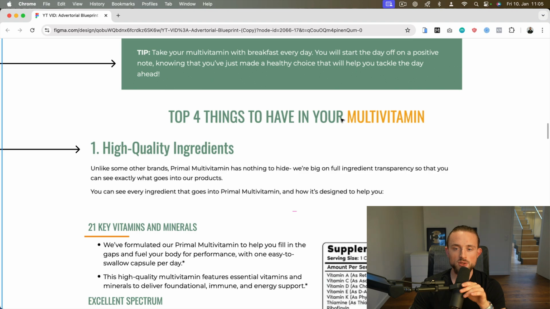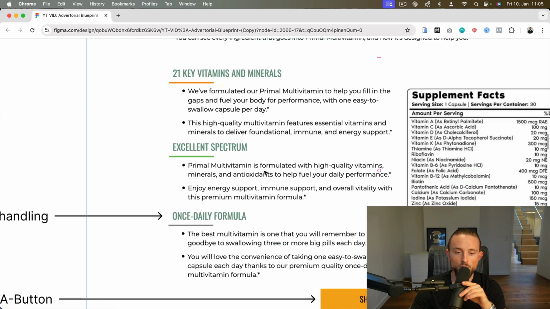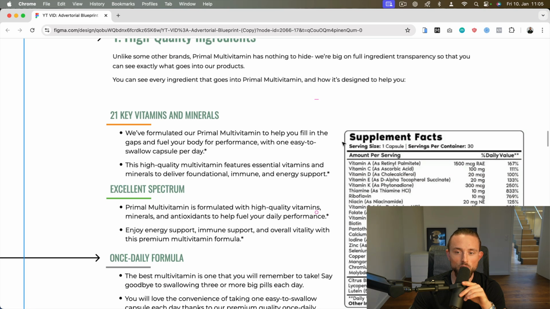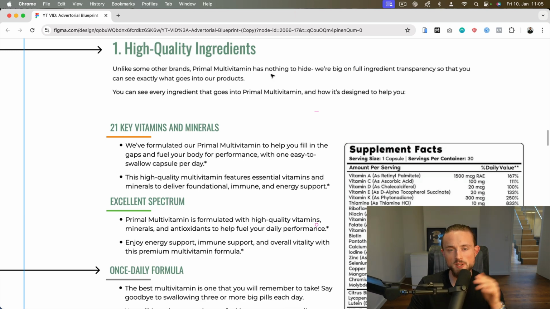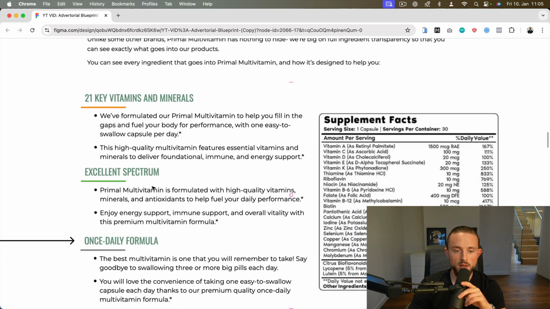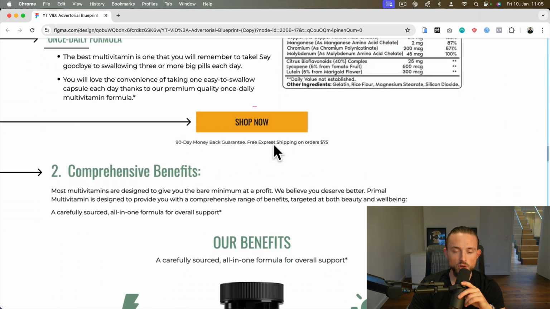Then top 4 things to have in your multivitamin, right? Again, qualifying features, high quality ingredients, where we break down exactly what should be inside of it. We also showcase basically the supplement facts. We again say, hey, unlike some other brands, Primary Multivitamin has nothing to hide. We are big on full ingredient transparency so that you can see exactly what goes into our products. You can see every ingredient. It's designed to help you. And then we basically break down all of this stuff. And then we have the first call to action.